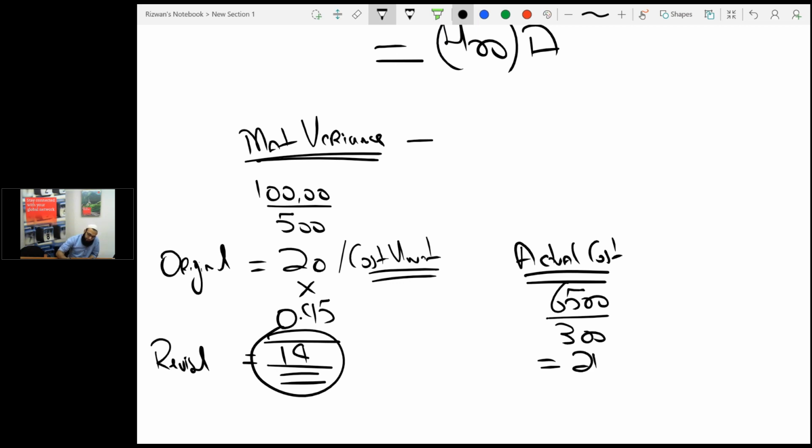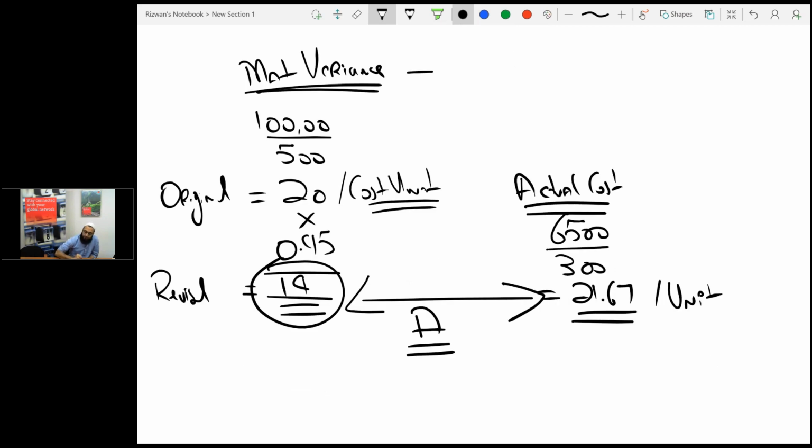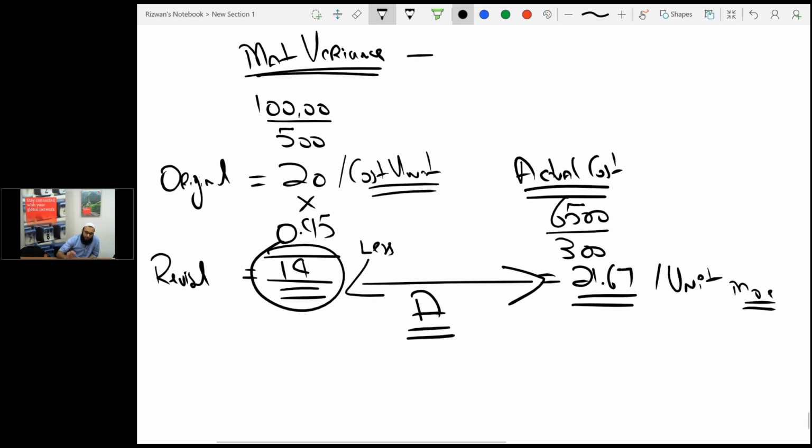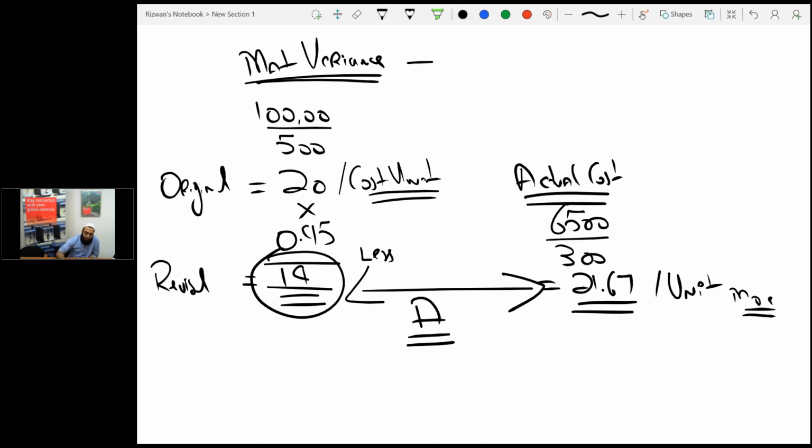It's 21.67 per unit. Now, if you compare the revised standard with the actual cost, it's adverse. It's adverse because the revised cost is less and the actual cost is more. So this is adverse. You got it? You didn't have to solve it completely. You found out that this is adverse. So after the revision, it's still adverse. So this is poor performance in the material area.